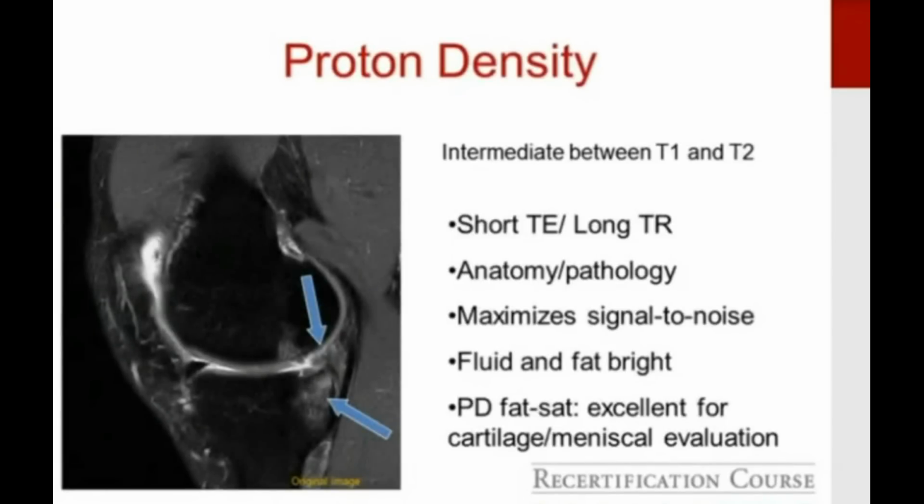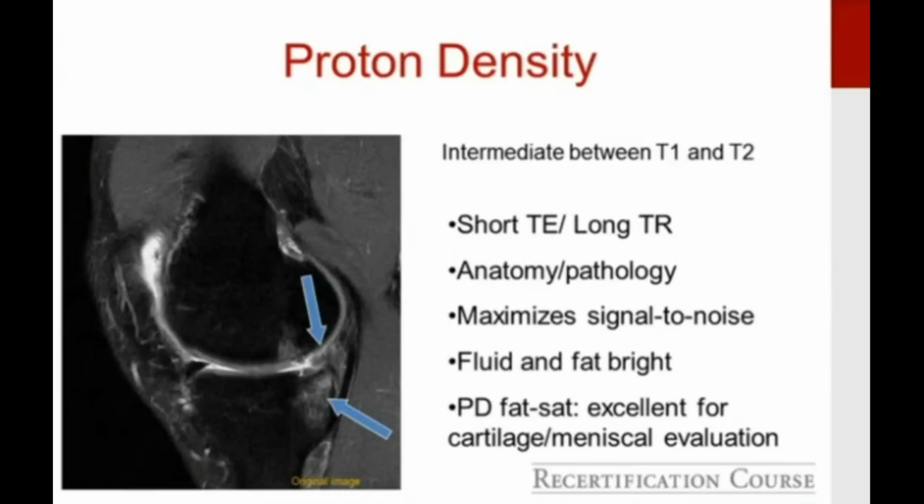The proton density sequence is really an intermediate sequence between the T1 and T2 weighted sequences. It has really the benefit of both T1 and T2. It's a very high signal to noise image, so it has very high spatial resolution, but it also has the bright signal associated with the water. So we see a high anatomic detail and the pathologic image of high signal within the water.